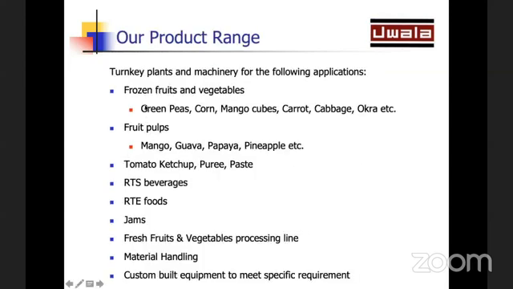We make complete lines for frozen fruits and vegetables like green peas, corn, etc. Fruit pulp lines like mango pulp line, guava pulp line, etc. We make complete lines for tomato ketchup, puree, paste. We make complete lines for ready to serve beverages or juices, ready to eat foods, similar to what MTR does. We make complete lines for jam processing, for fresh fruits and vegetable processing, material handling, and we also make custom built equipment as per user requirement.